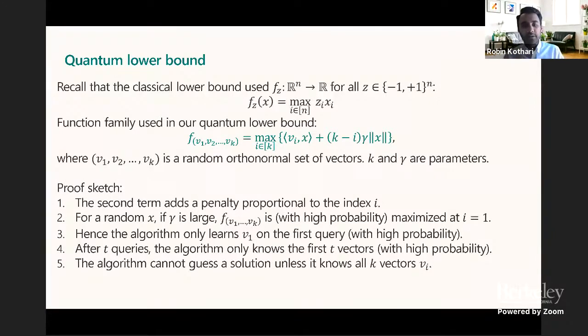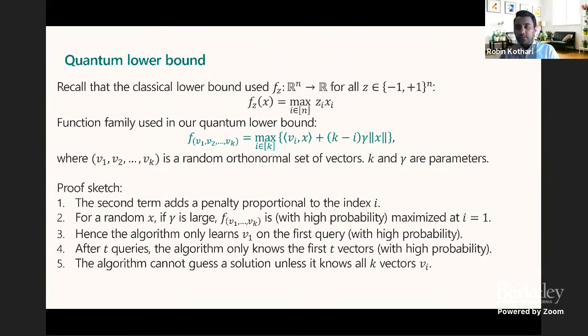And the lower bound idea is that every algorithm only learns vectors in this order. You must first learn v1, then you learn v2, then you learn v3, and so on. But you must know all k vectors to get the final answer. So you must make k queries. That's the high level overview of how this proof works. So it's very analogous to the classical lower bound, at least in terms of high level ideas. Making it rigorous is somewhat different quantumly than classically. Quantumly we have to use the hybrid argument. That's like the lower bound workhorse.